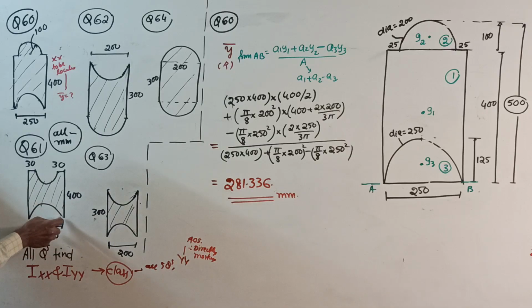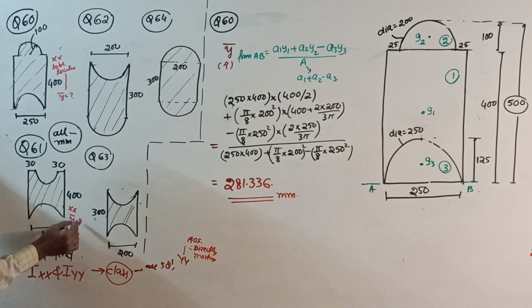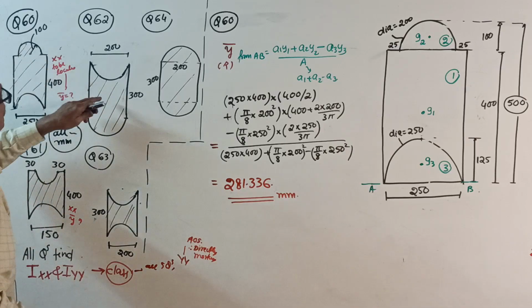Come to 61. See here, this is here also. This is 150. This is not 150, see here, this 150. Here offsets are given. Therefore, this semicircle and this semicircle are not same. So once again, here also, XX to be located means y bar required. You write the statement. Okay.